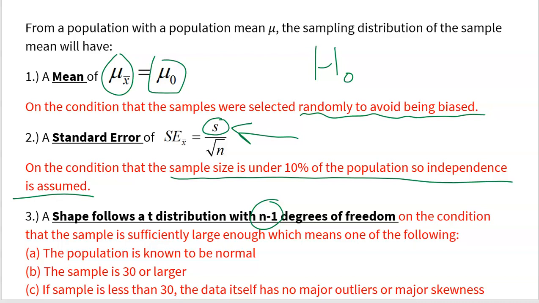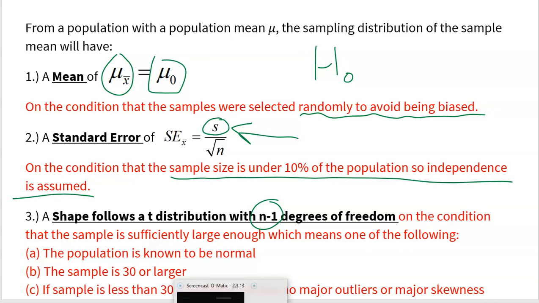Now, the other thing that could happen, this is kind of the best case scenario, if you ask me, is that your sample's 30 or larger. If your sample's 30 or larger, then the central limit theorem says, hey, a t-distribution is safe as long as your sample is 30 or larger. You don't even care what the population looks like.